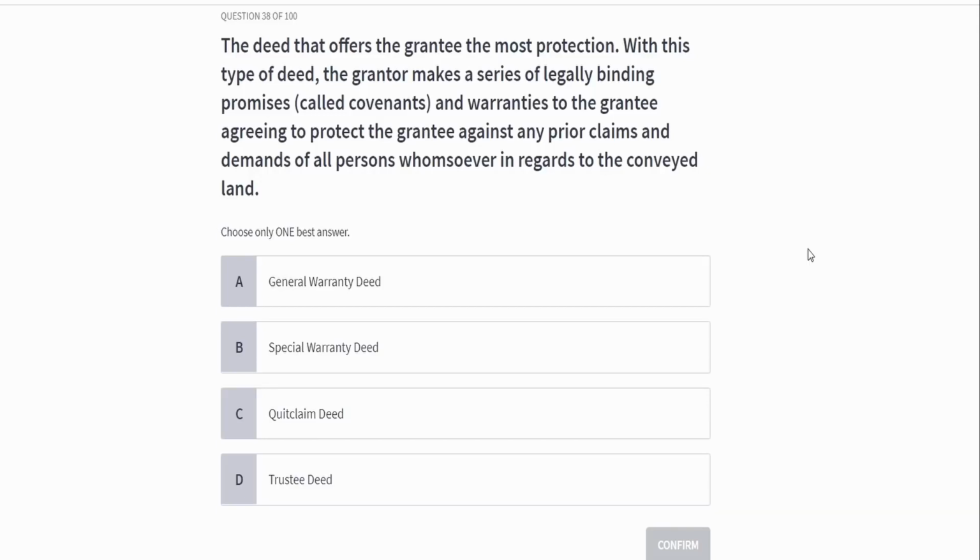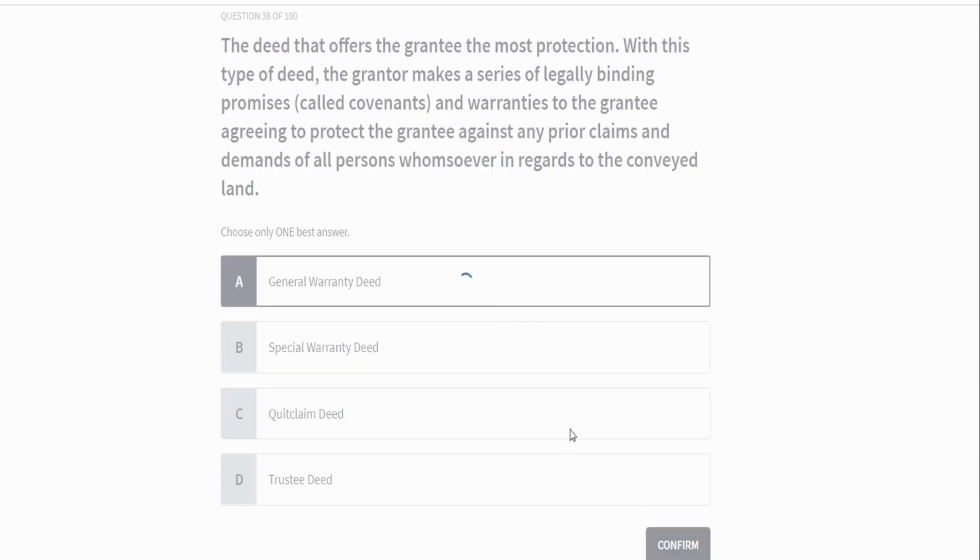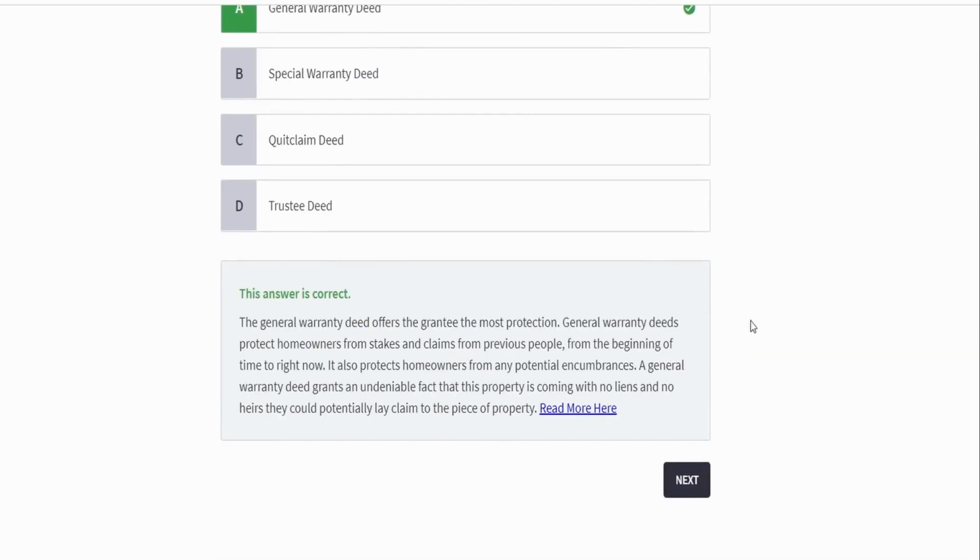Alrighty, so what's the answer for this one? Well, it's going to be the general warranty deed. It's A. A is our correct answer. So, when you are looking at these deeds, the general warranty deed offers the grantee the most protection. The general warranty deed protects homeowners from stakes and claims from previous people from now to the beginning of time. It also protects homeowners from any potential encumbrances. A general warranty deed grants an undeniable fact that this property is coming with no liens, no heirs that could potentially lay claim to the piece of property. So what's so important about this one?